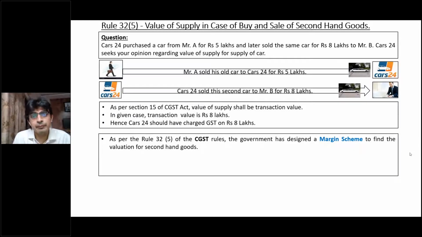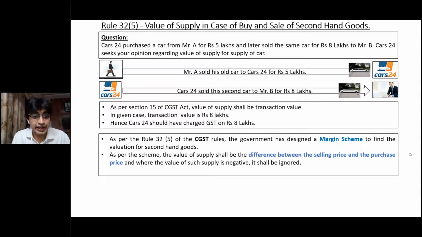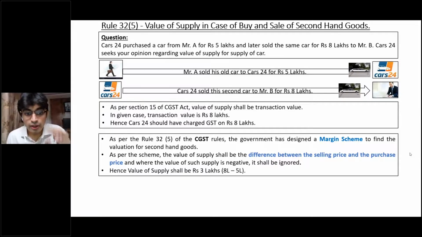Okay, margin scheme means profit scheme. As per this scheme, GST will be charged only and only on the margin, the profit amount. So on how much will GST be charged? Not on 8 lakh. Cars 24 bought for 5 lakh and is selling for 8 lakh. So GST shall be charged only on 3 lakh rupees.